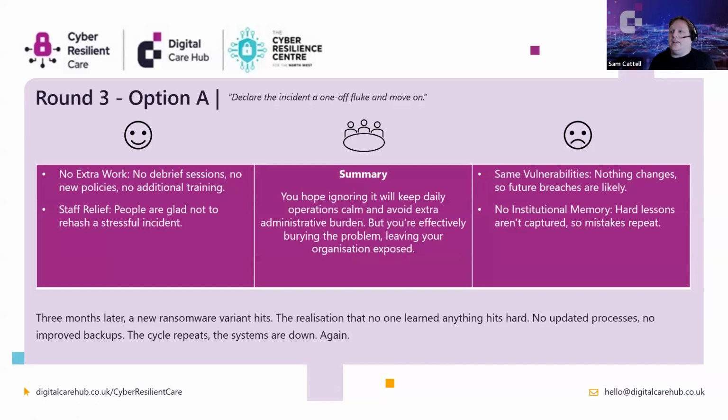Staff relief, people are glad not to rehash a stressful situation. However, the same vulnerabilities remain, nothing changes, so future breaches are likely. No institutional memory, hard lessons aren't captured, so mistakes can repeat. In this particular case, 3 months later, a new ransomware variant hits. The realization that no one learned anything hits hard. There's no updated processes, no improved backups. The cycle repeats. The systems are down again.